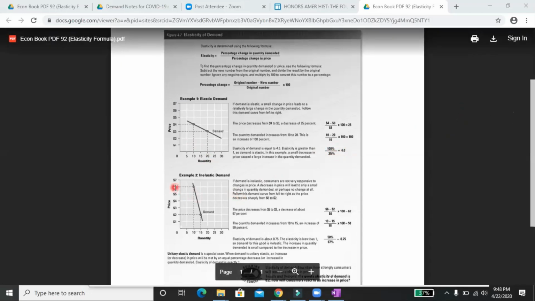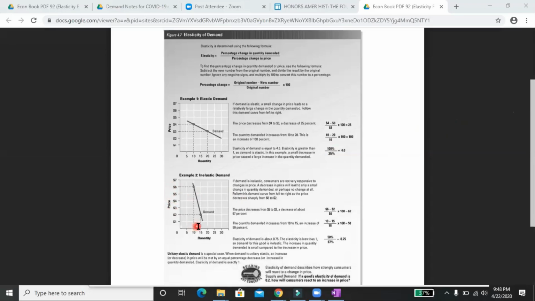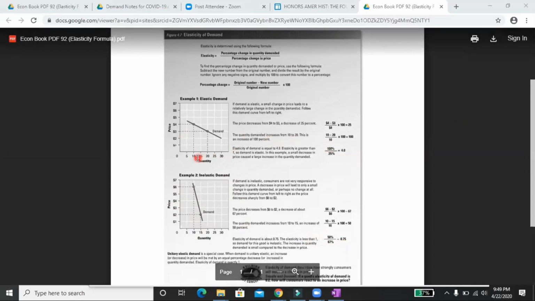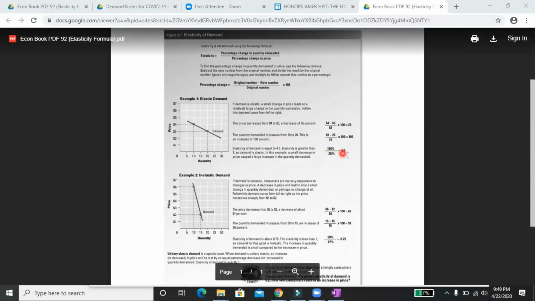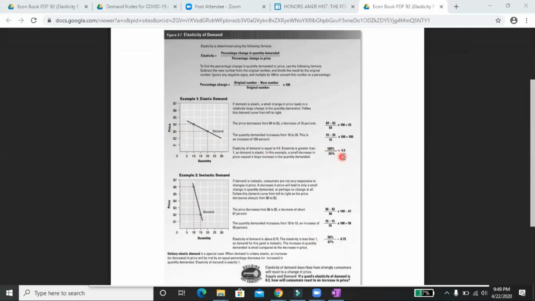Now, on the other hand, if you have a large change in price, which is leading to a small change in quantity demanded, this of course would be inelastic. Then you have here a small number, which is divided by a larger number, which is going to lead you to a decimal value. Again, here you have a large number divided by a smaller number, which is leading you to a number above 1. Okay, here it's going to be below 1.